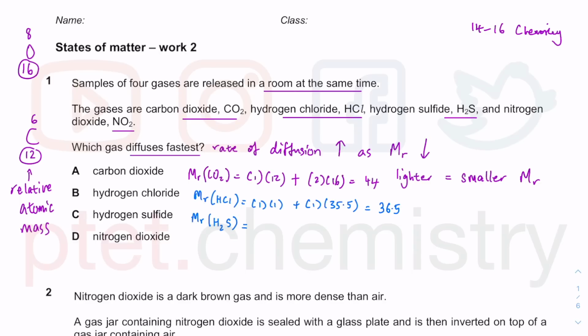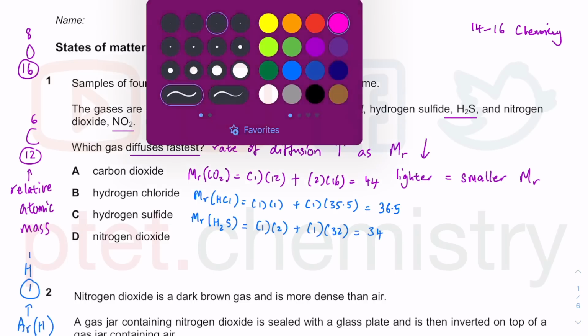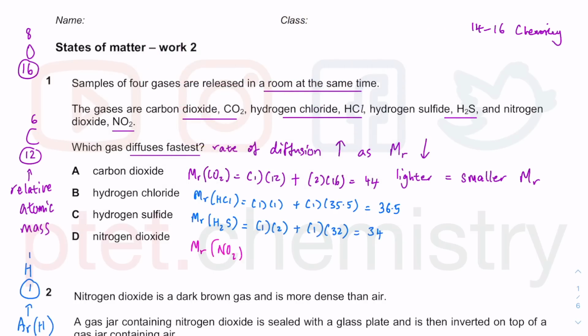H2S, based on the formula, I've got 2 hydrogen, I've got 1 sulfur. So the mass for 1 hydrogen is 1, because in the periodic table, you got 1 and 1. This is the relative atomic mass for 1 hydrogen, but here you got 2 hydrogen, so it's 1 times 2, or you could do 2 times 1, it's the same thing. I've got 1 sulfur, each sulfur has a mass of 32, that will give me 34 for my actual MR. The MR of NO2, I've got 1 nitrogen, so 1 times 14. I've got 2 oxygens, so 2 times 16, so 14 times 1 is the same as 1 times 14, plus 2 times 16, I get 46.